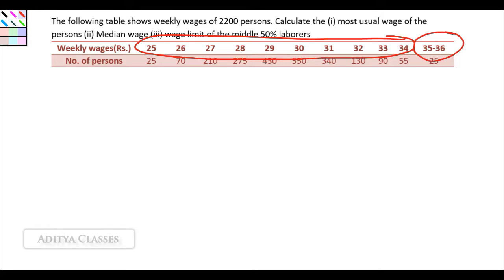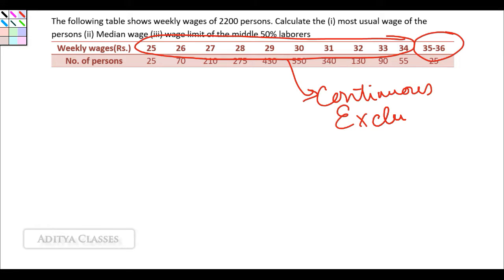So we need to convert this into continuous data. Which one? We need to convert this data into continuous data. And in continuous also we need to convert it into exclusive series so that we can proceed further.